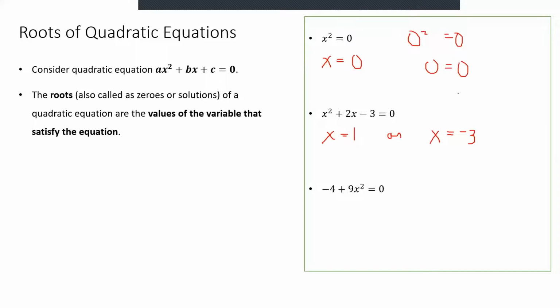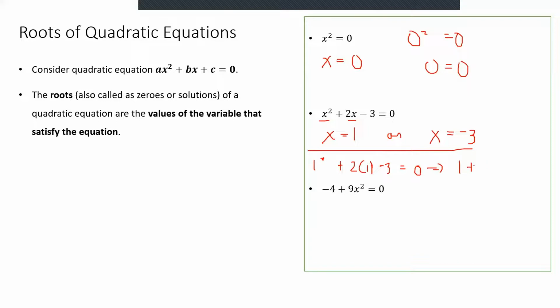This is a correct statement, right? Here, we can substitute 1 here. So 1 squared plus 2 times 1 minus 3 is equal to 0. And 1 squared is 1 plus, so let's rewrite it.